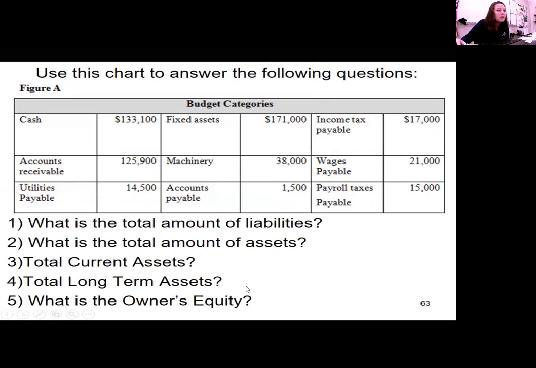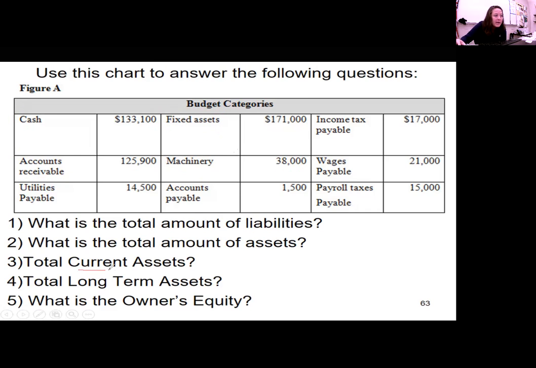All right, number two, we're going to look at total assets. So assets, we like assets. So we like cash. We like people that owe us money. So that's accounts receivable. We like fixed assets. That would be like our building and our trucks and stuff. And we also like machinery. So for our total amount of assets, you're going to add up your cash, accounts receivable, fixed assets, and machinery. And that'll give you your total amount of your assets.